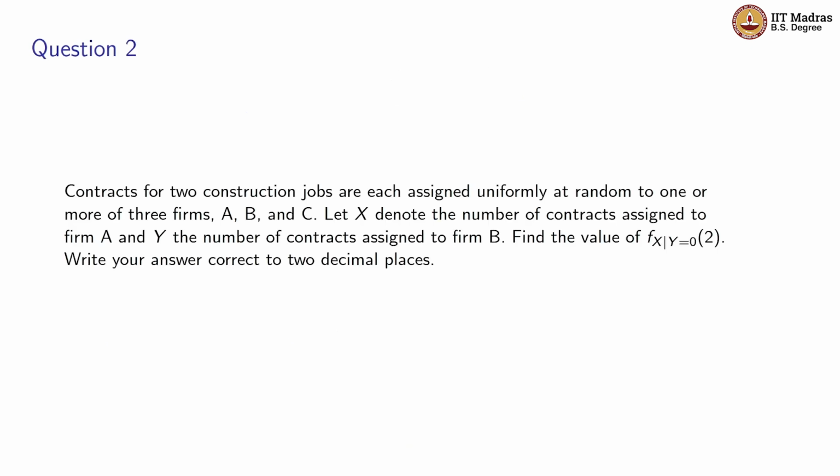Now coming to question number 2. Question number 2 says that contracts for 2 construction jobs are each assigned uniformly at random to one or more of 3 firms A, B, and C. Let X denote the number of contracts assigned to firm A and Y be the number of contracts assigned to firm B. Find the value of probability X equal to 2 given Y equal to 0.